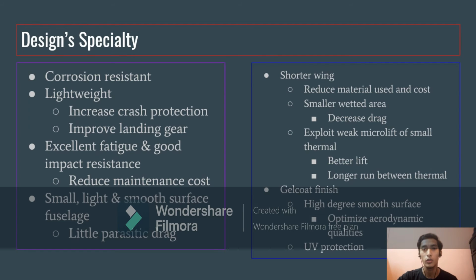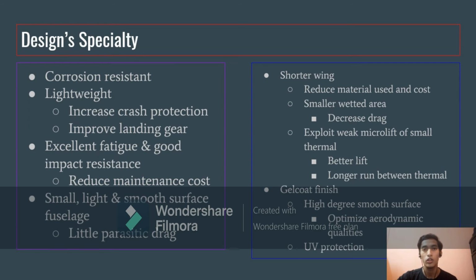Our glider is designed with a small, light and smooth surface fuselage to allow the glider to fly through the air with little parasitic drag. Our glider is also built with a shorter wing to reduce the overall weight. Therefore, the material used and cost can be reduced. It is also possible to get a smaller wetted area, which is the surface area of the plane that directly meets the air mass, and this will decrease the drag.